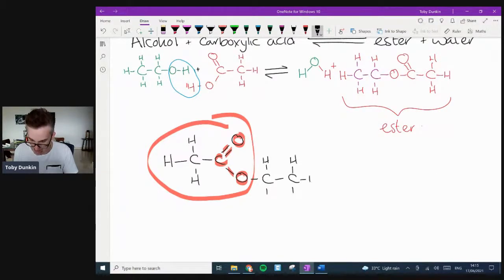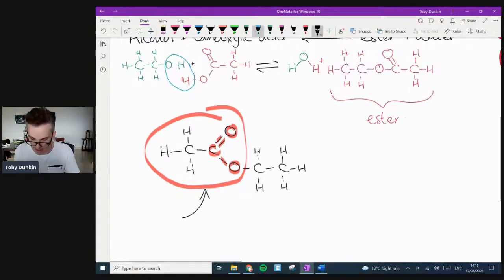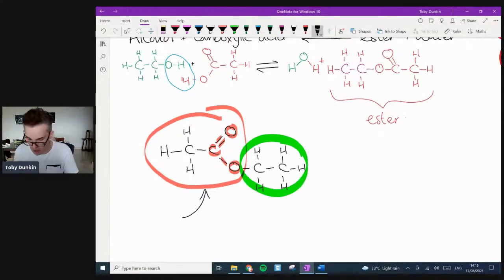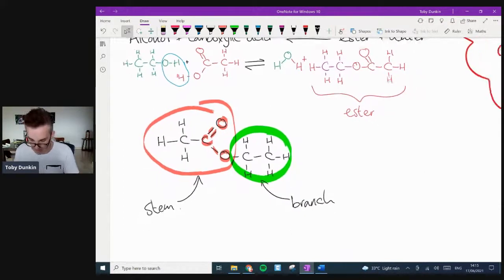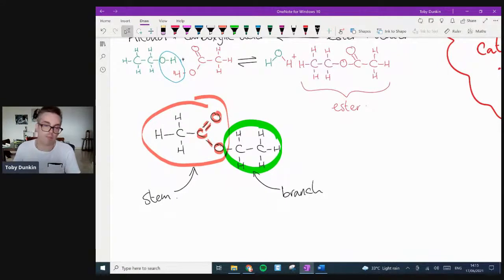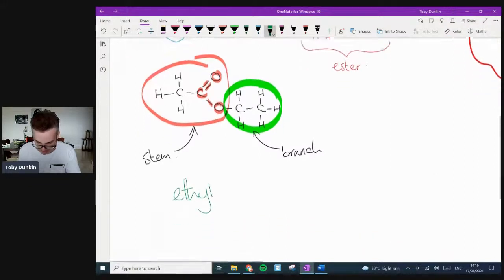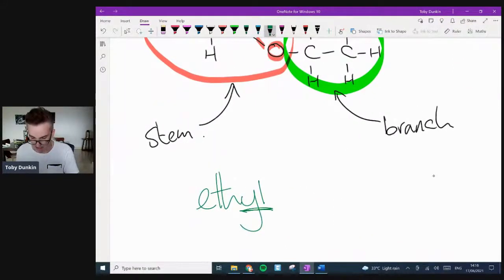And this is now classed as a branch. This structure here is the most important part of an ester. And this part now becomes a branch. This is a branch, and this is going to be the stem of the structure. So how do you name this? The way that you name this, we always know that the branch, as of last lesson, is a prefix. So the branch is going to be ethyl. Remember that "yl" means branch in chemistry.